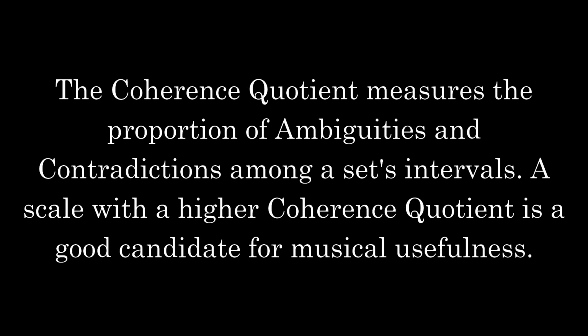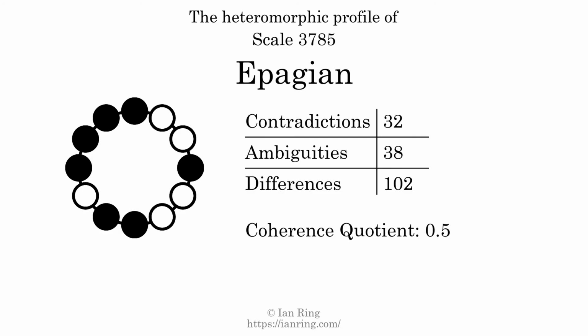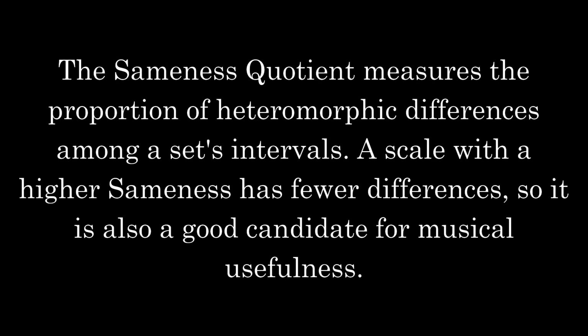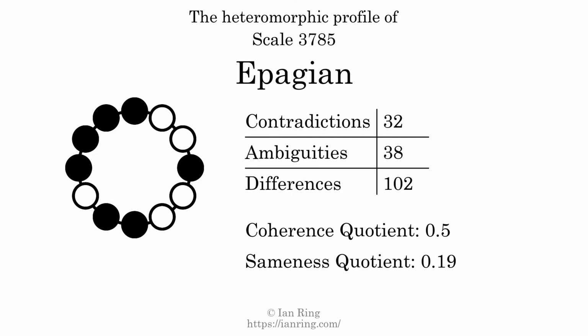The coherence quotient measures the proportion of ambiguities and contradictions among a set's intervals. A scale with a higher coherence quotient is a good candidate for musical usefulness. The coherence quotient is 0.5. The sameness quotient measures the proportion of heteromorphic differences among a set's intervals. A scale with a higher sameness has fewer differences, so it is also a good candidate for musical usefulness. The sameness quotient is 0.19.